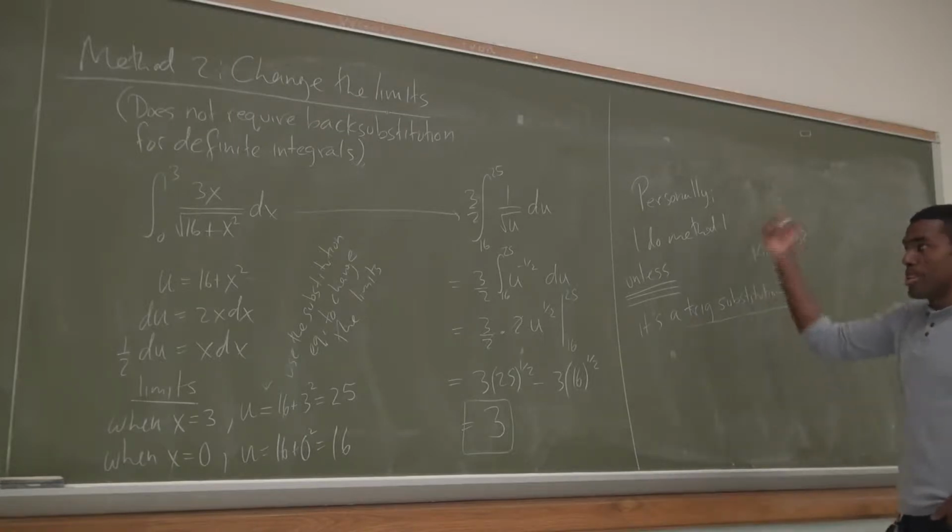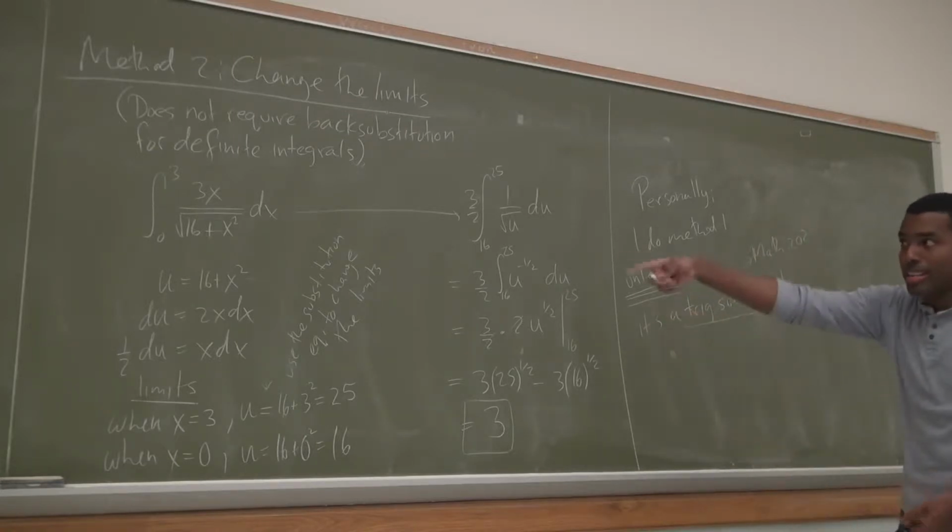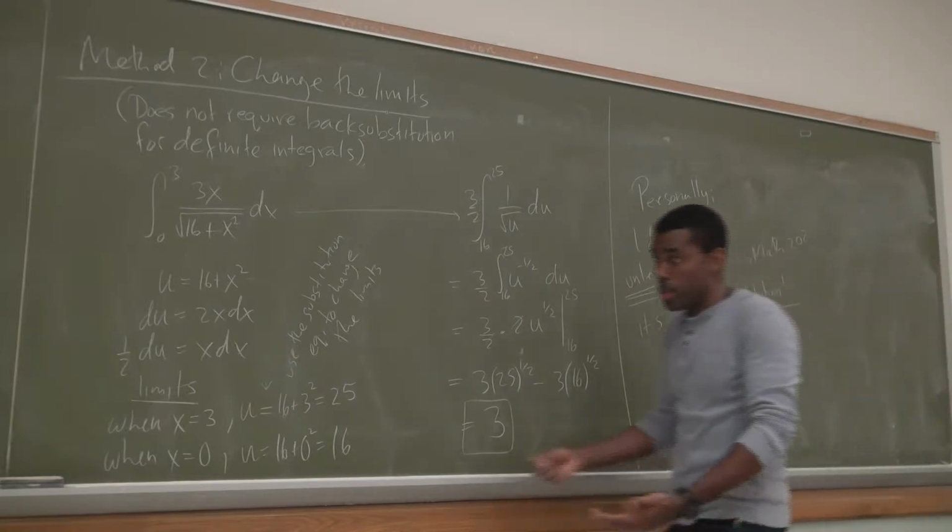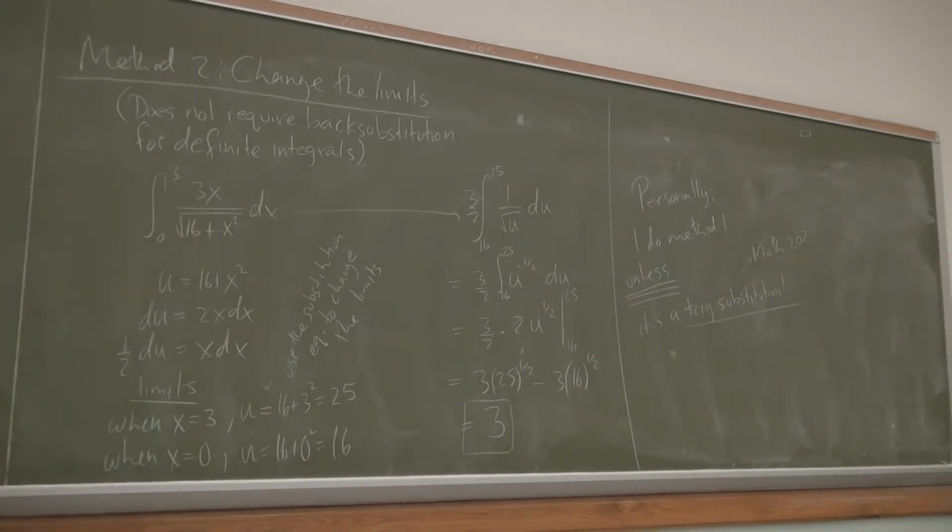So I pretty much do method 1 unless it's a trig substitution, then I go through the trouble of changing the limits. But that's just personal taste. You can always change the limits or never change the limits. It's up to you. But I just wanted to show you the variation on how to do these problems. Do you have any questions on either of these?